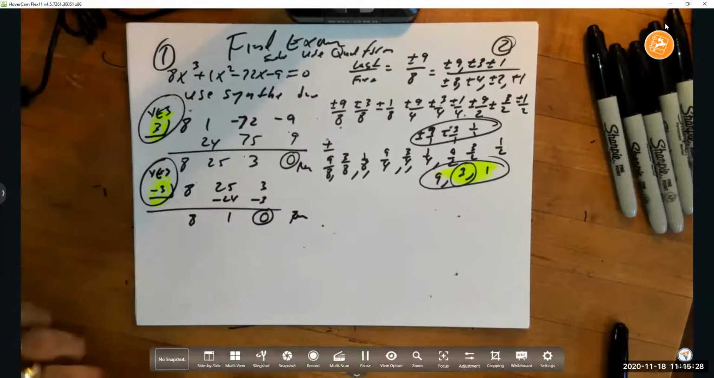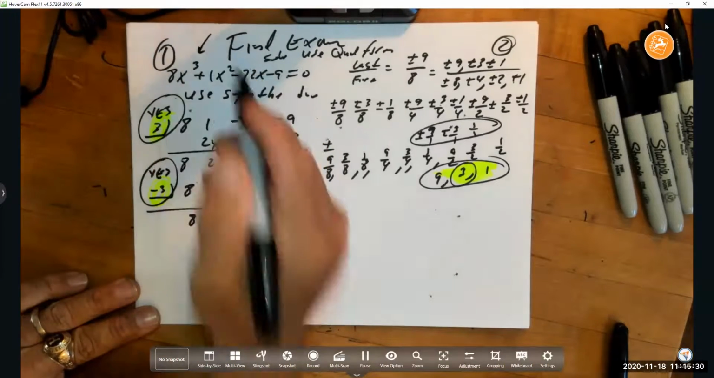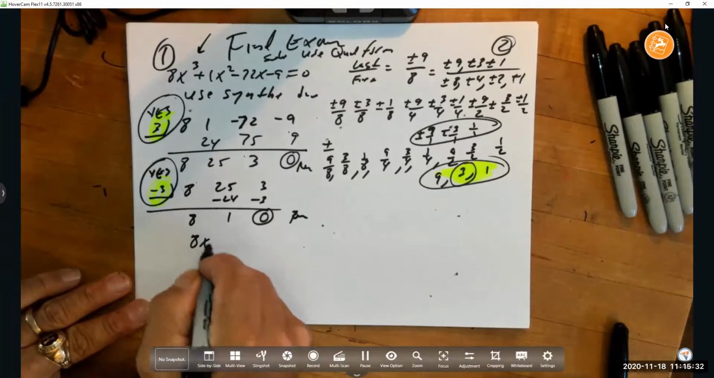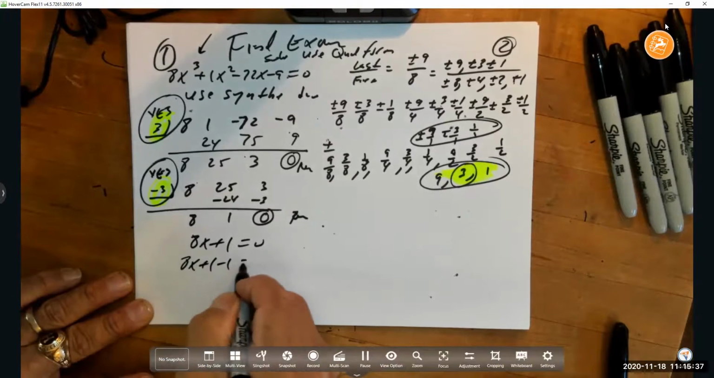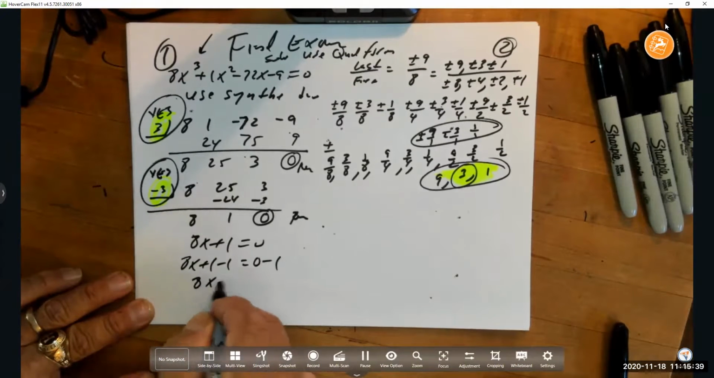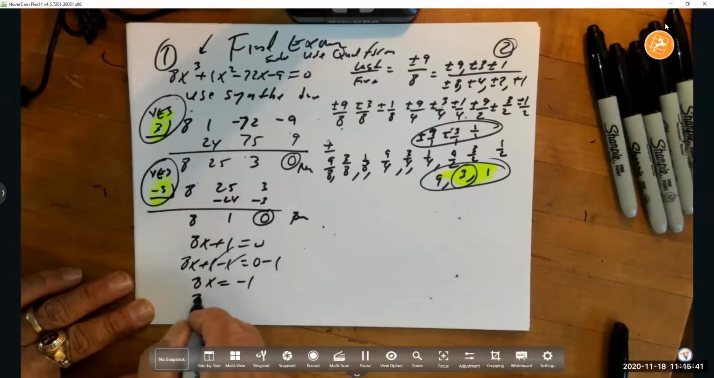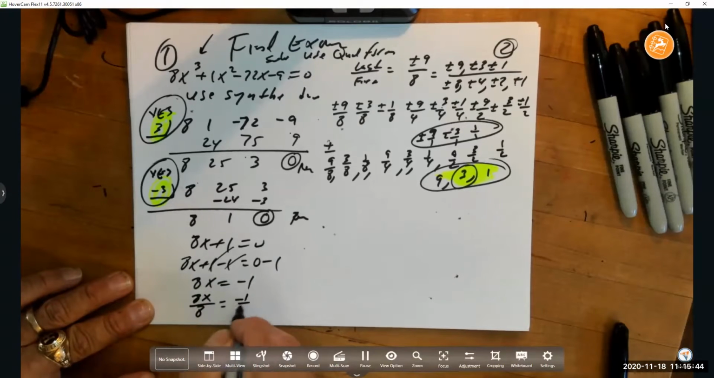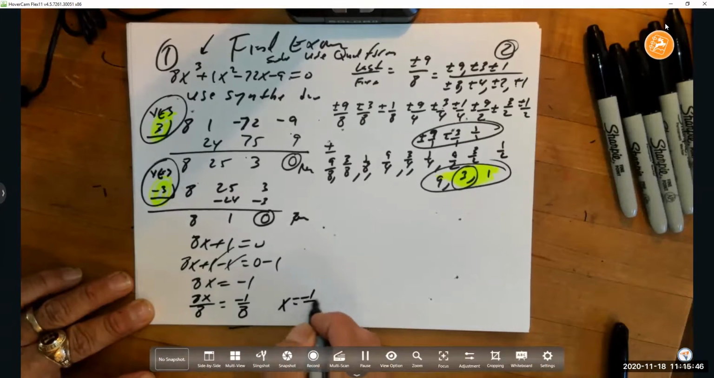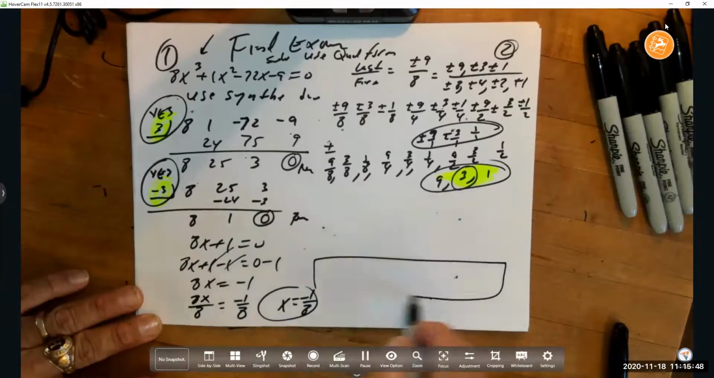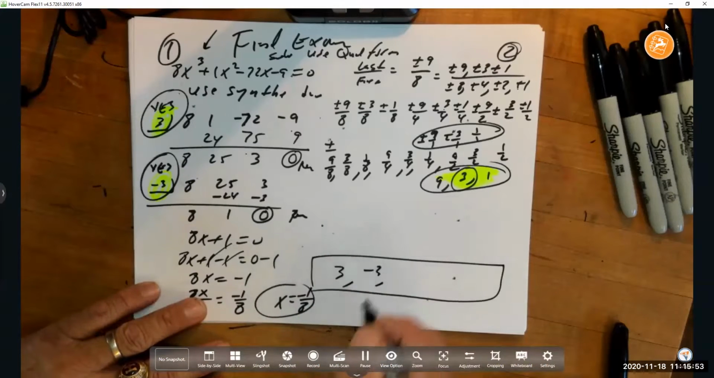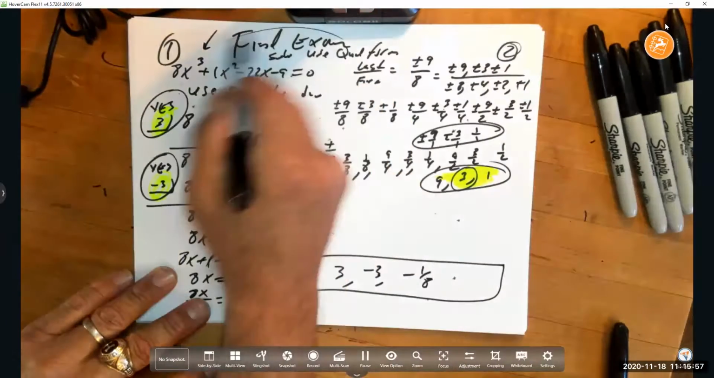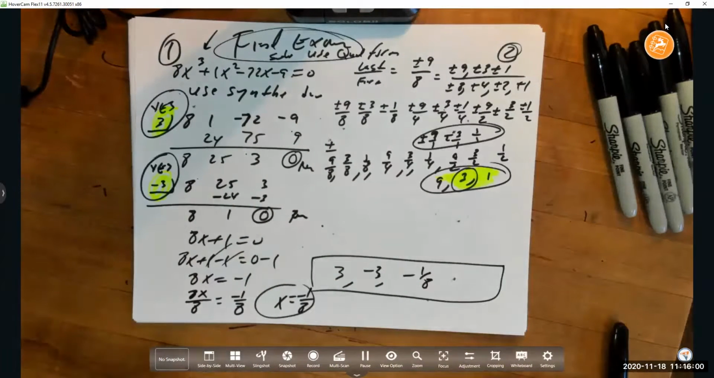Now, one more answer because there's 3 up here. So this one is going to be 8x plus 1 equals 0. 8x plus 1 minus 1. 0 minus 1. So 8x is minus 1. And divide by 8. So x equals negative 1 over 8. So our answers are going to be 3, negative 3, and negative 1 over 8. Okay. 3 answers for that one.